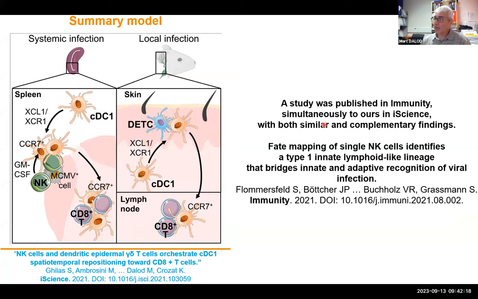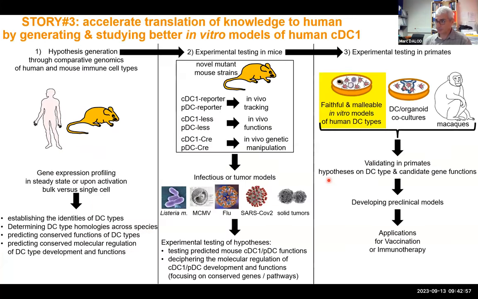Importantly, our study was published in iScience, but there was a study published in parallel in Immunity by the group of Veit Buchholz, where they had converging and complementary results through single cell approaches and single cell fate mapping in mice that identified a new type 1 innate lymphoid lineage that expresses NK cell markers, including the activating receptor Ly49H. And they showed that these cells bridge innate and adaptive recognition of viral infection by licensing cDC1 for CD8 T cell activation, which is very similar to what we showed.